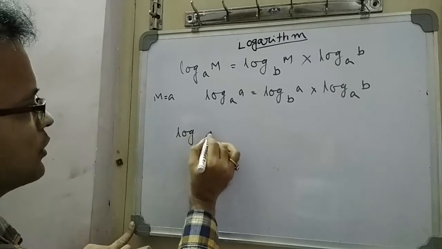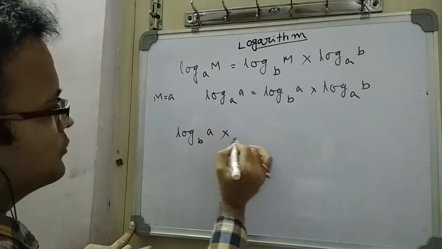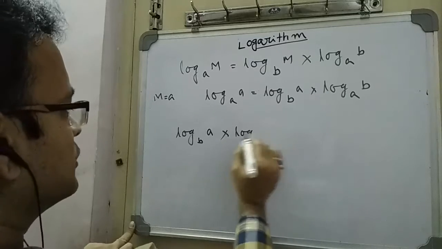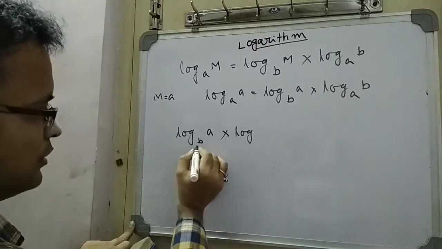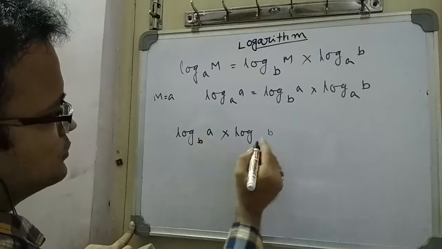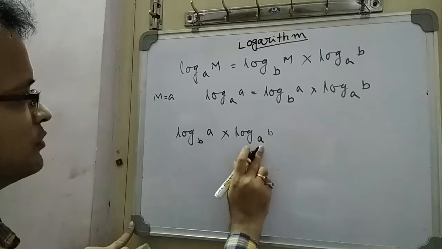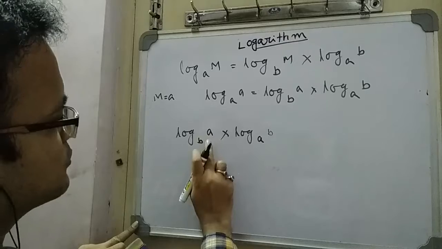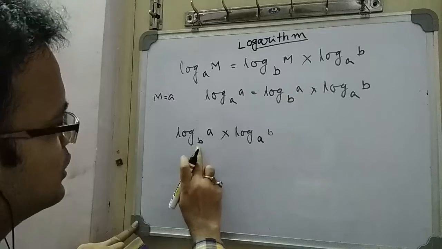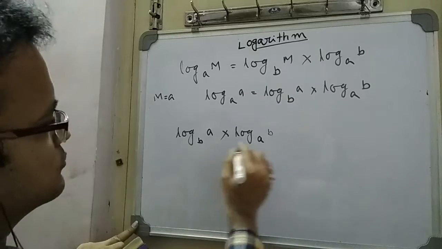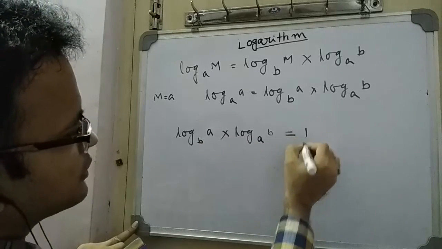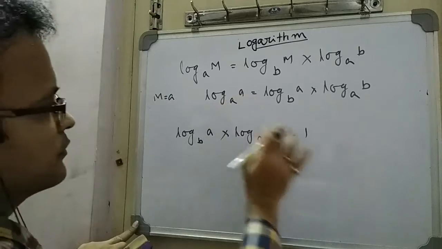So we see that log of something to the base something, into log of the number which is in the base for the earlier term. Here the base will be the actual number from the previous term, and the log of the actual number is the base in the earlier term. So if you just reverse, log a base b and log b base a, and these get multiplied, the result is 1, because log of a base a is 1.